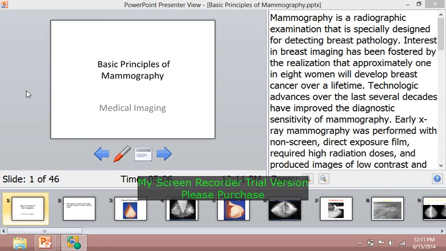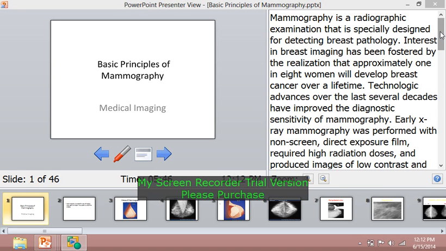Okay, basic principles of mammography. Actually, mammography, as we all know, is a radiographic examination of breast pathology, and interest in breast imaging has been fostered especially after the realization that approximately 1 in 10 women will develop breast cancer after the age of 45. So the technological advancements over the last several decades have occurred in diagnostic imaging over the sensitivity of mammography in breast imaging.